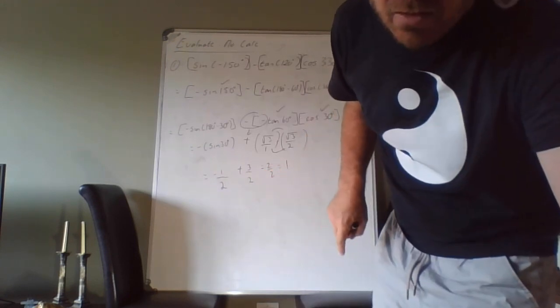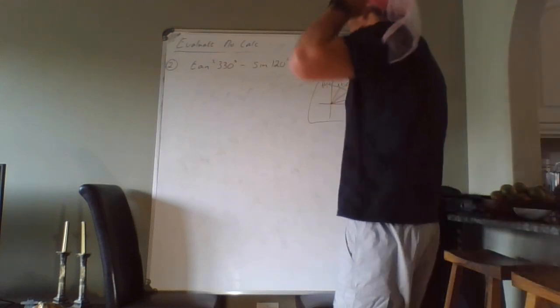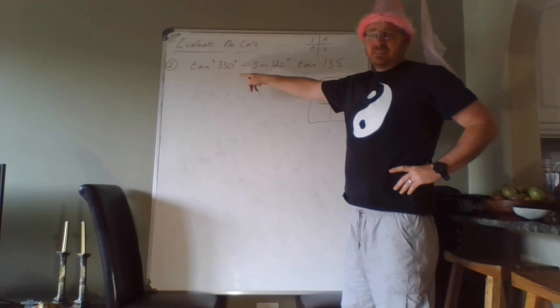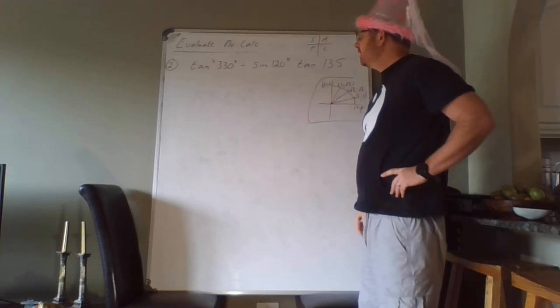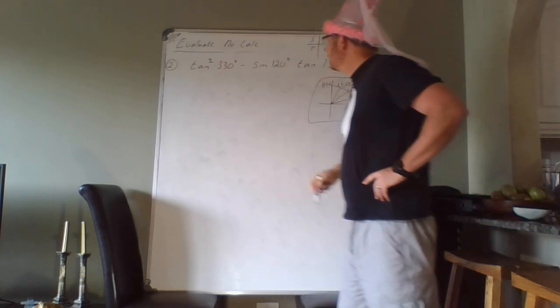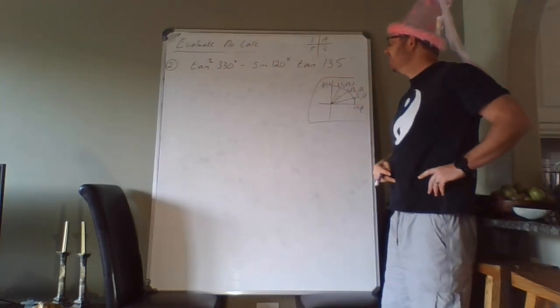Lovely stuff. One more like this. Give this one a go, please, guys. Evaluate without a calculator. So it's telling you special angles, no calculator bits. Tan squared 330 degrees minus sine 120 times tan 135.